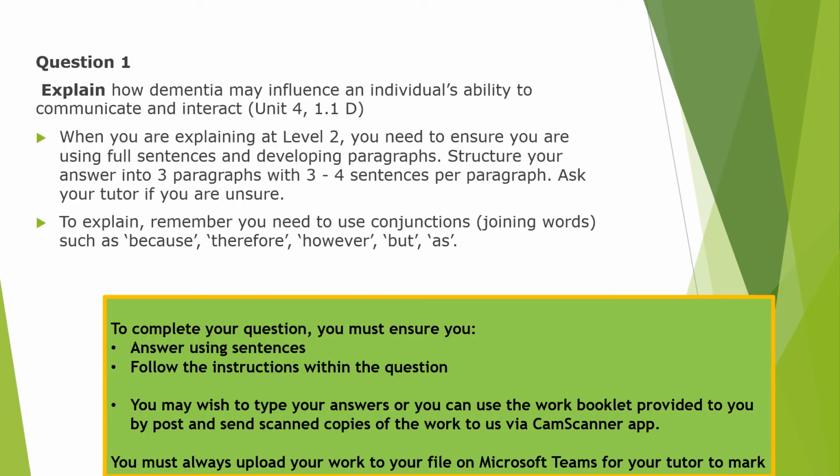So this brings you to question number 1, and it's asking you to explain how dementia may influence an individual's ability to communicate and interact. Remember, when you're explaining at level 2, you need to ensure you are using full sentences and developing paragraphs. So you can structure your answer into 3 paragraphs with 3 to 4 sentences per paragraph. If you're not sure, ask the tutor.